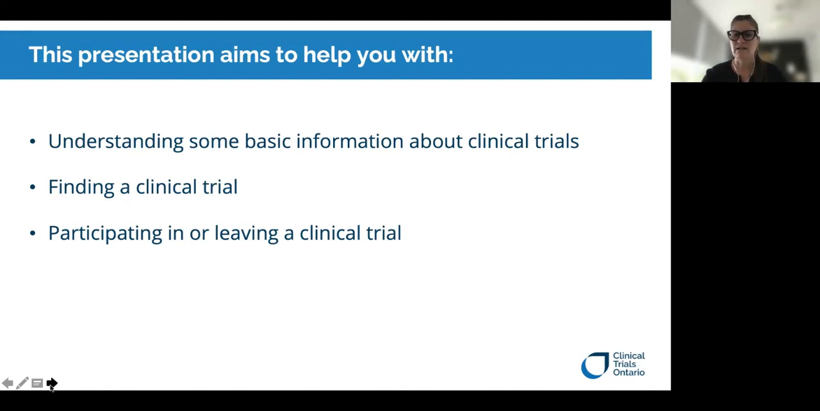Really important to talk a little bit about your responsibilities as someone participating in a clinical trial, and really your rights as well, that you can choose to leave, you can choose to volunteer to participate, and we'll go over some of those things too with you.